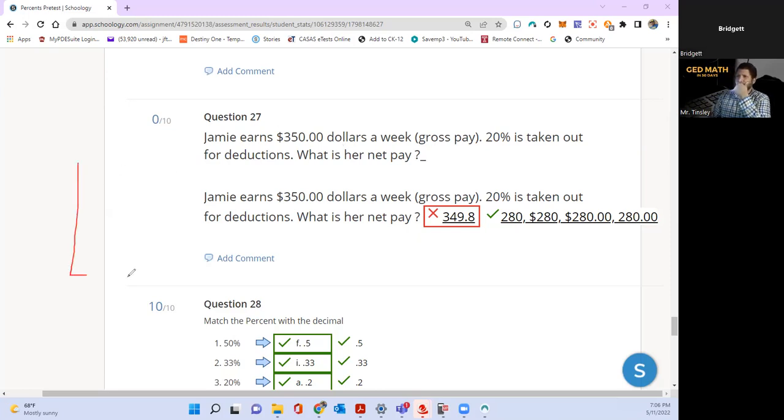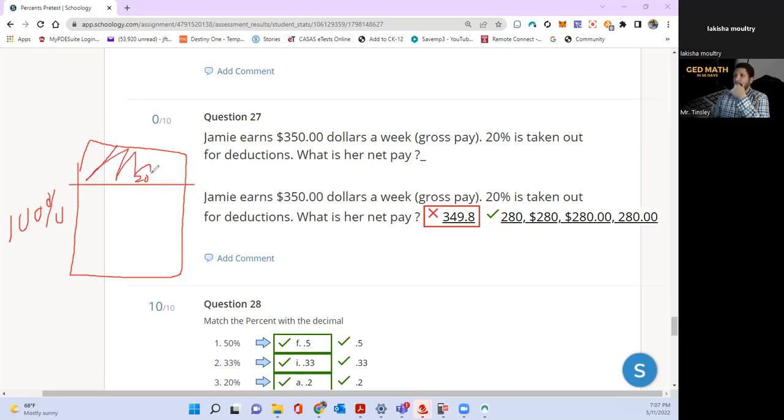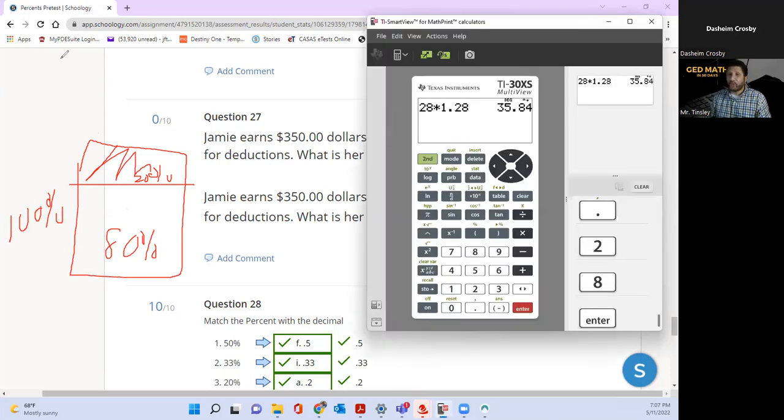All right, let's do it again. This is my check. It's 100% of my check, right? The government just took 20%. How much do I have left? What percentage? 80. So if you understand that, when you go to your calculator, all you're doing is taking that 350 and multiplying it by 80%. That's where the 280 comes from.